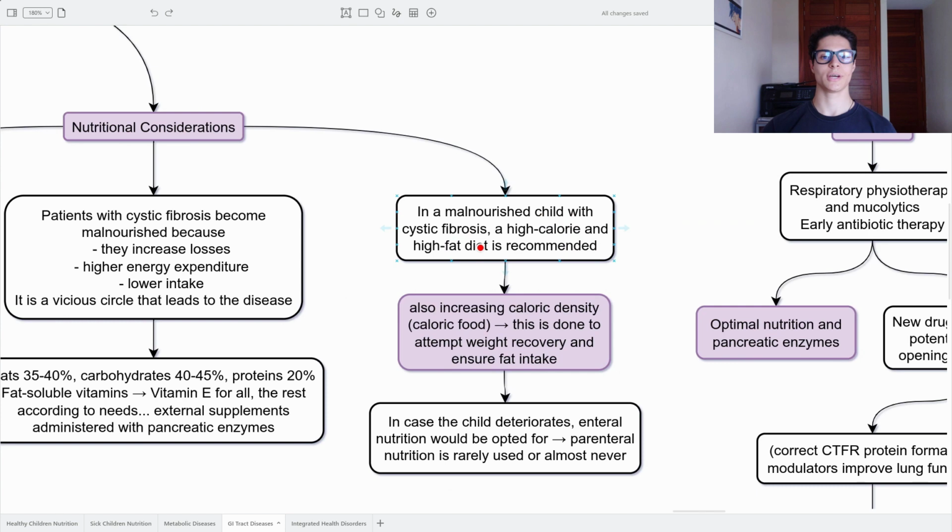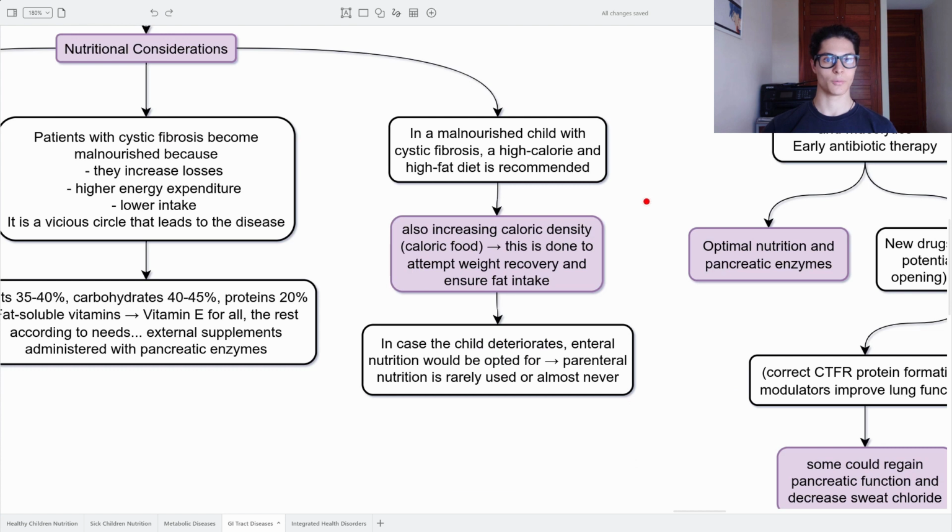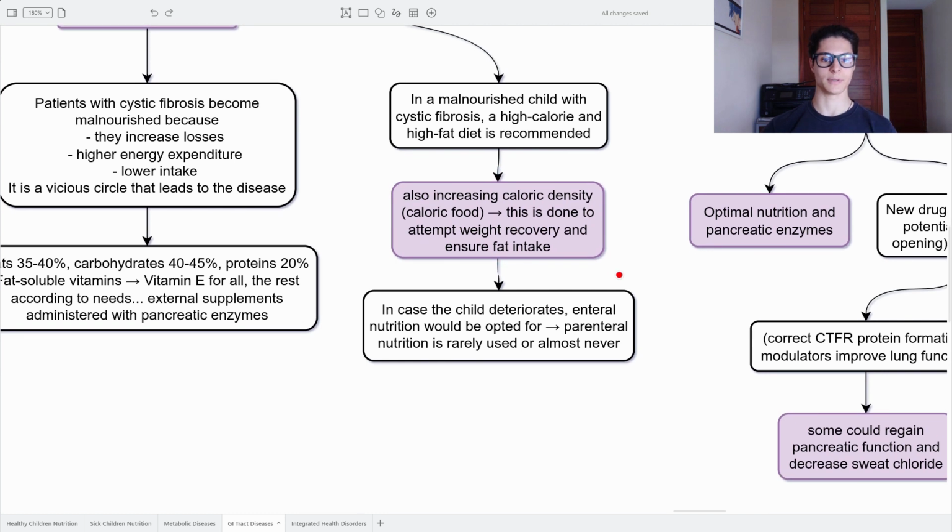In a malnourished child with cystic fibrosis, a high-calorie and high-fat diet is recommended. Otherwise, we are going to encounter a growth failure. Also, increasing caloric density, caloric food. This is done to attempt weight recovery and ensure the fat intake because of those fat-soluble vitamins. And in case the child deteriorates, we have to give enteral nutrition, as the parenteral one is almost never used.